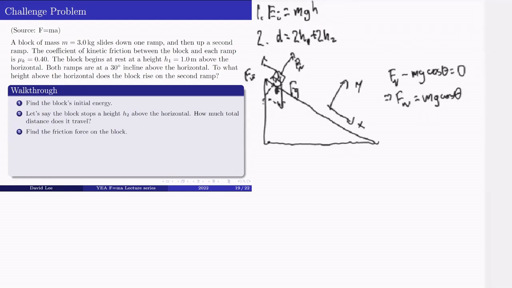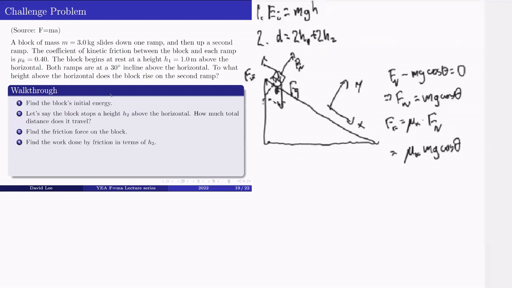All right. And now all we have to do is get that friction force is mu k times the normal force. And so this is going to be mu k mg cosine theta. All right, so that's our friction force.